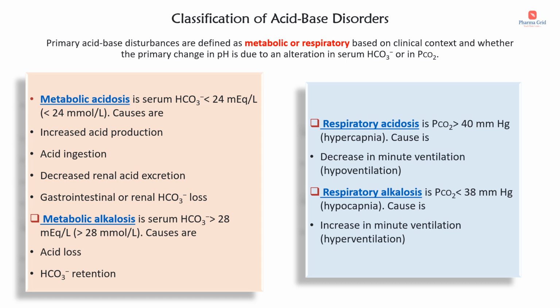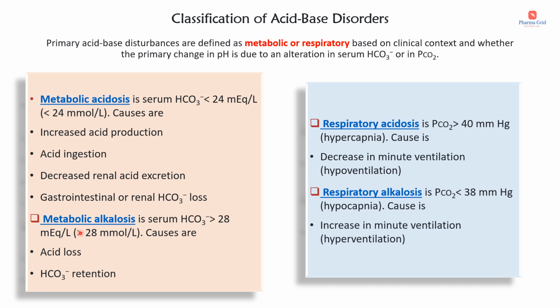The primary acid-base disturbances are defined as metabolic or respiratory based on clinical context and whether the primary change in pH is due to an alteration in the serum bicarbonate or in the partial pressure of carbon dioxide level. So, under metabolic, there will be metabolic acidosis and metabolic alkalosis. Metabolic acidosis means serum bicarbonate level less than 24 milliequivalent per liter or less than 24 millimole per liter. The causes are mainly increased acid production, acid ingestion, decreased renal acid excretion, then gastrointestinal or renal bicarbonate loss.